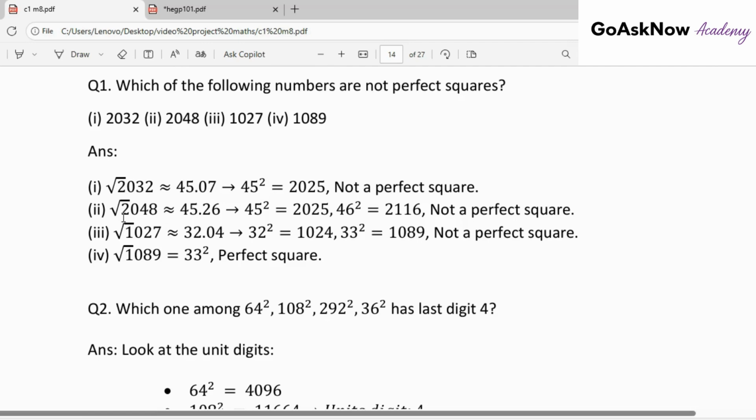Then the square root of 2048, which is 45.26, which is also not a perfect square. The square root of 1027, which is 32.04, is also not a perfect square. The square root of 1089 is equal to 33, which is a perfect square.